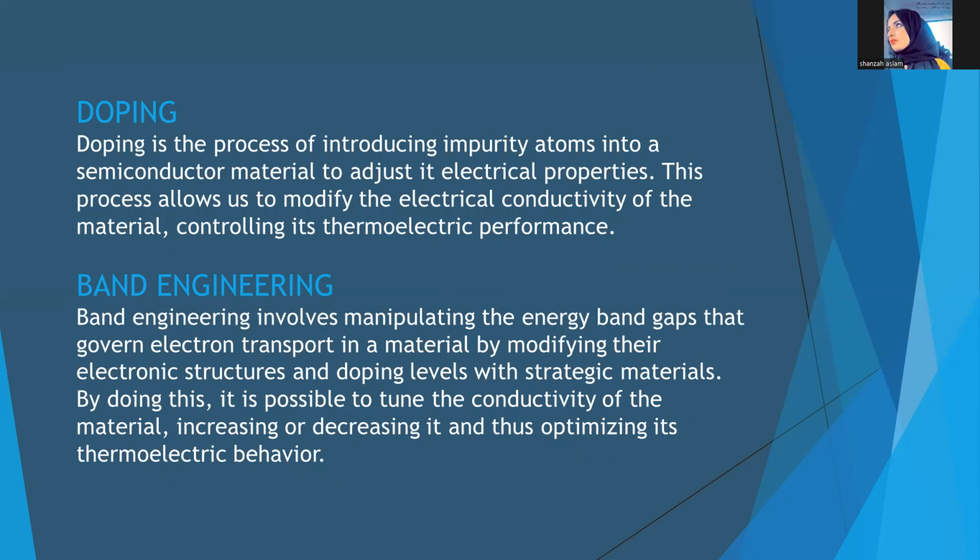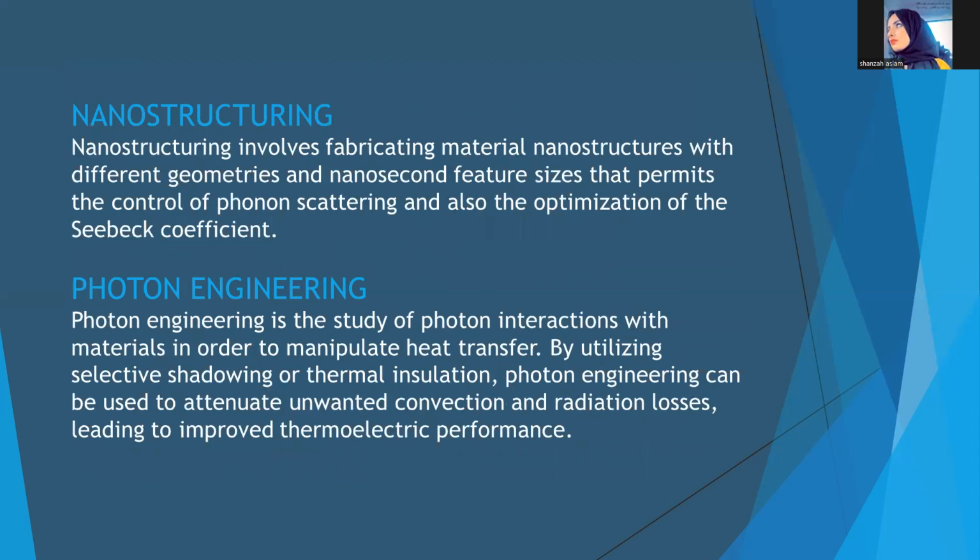Band engineering. Band engineering involves manipulating the energy band gaps that govern electron transport in a material by modifying their electronic structures and doping levels with strategic materials. By doing this, it is possible to tune the conductivity of the material, increasing or decreasing it and thus optimizing its thermoelectric behavior. Nanostructuring. Nanostructuring involves fabricating materials with nanostructures of different geometries and nanoscale feature sizes that permit the control of phonon scattering and also the optimization of the Seebeck coefficient.